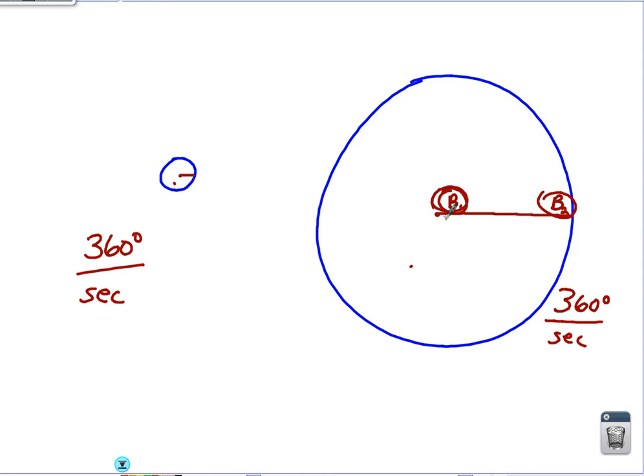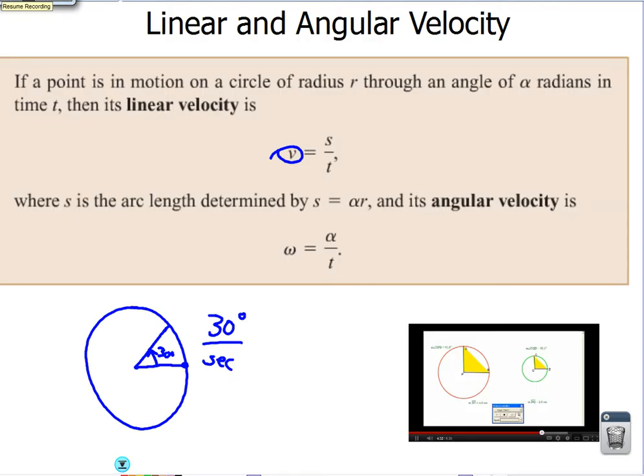That's y'all's homework for tonight. Go find your merry-go-round and see, do you get sicker if you sit on the inside or on the outside of the merry-go-round? But that's the difference between linear and angular velocity.